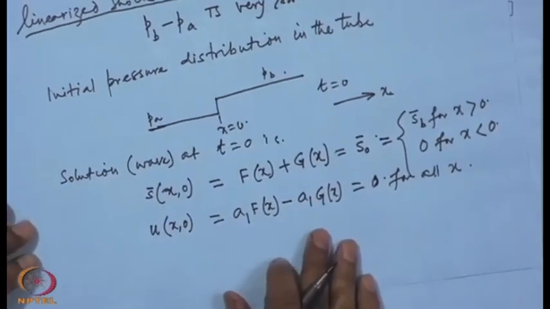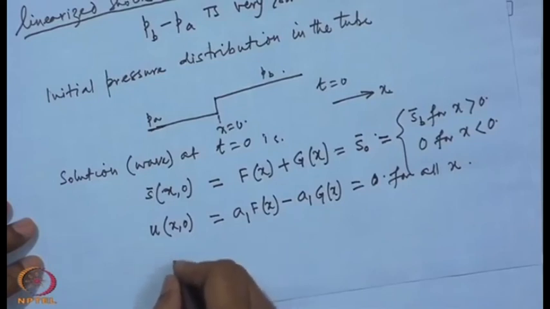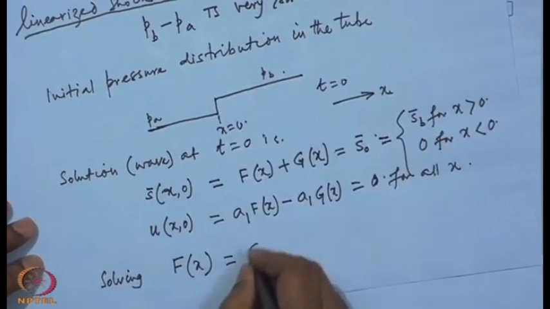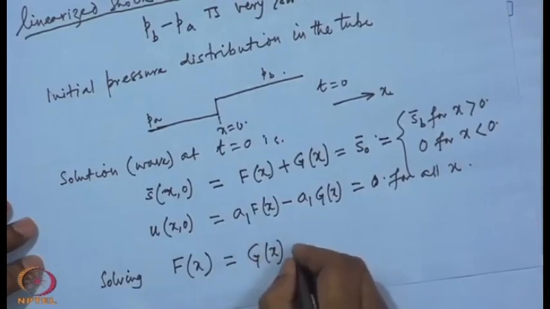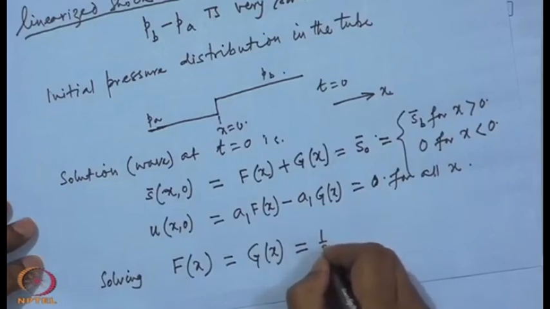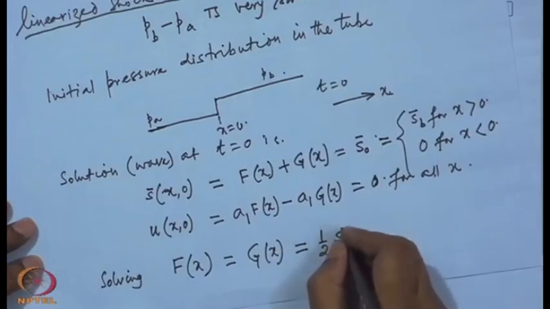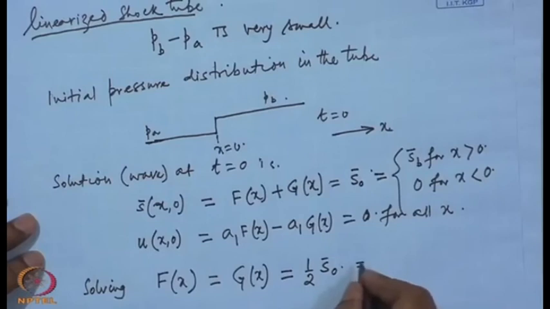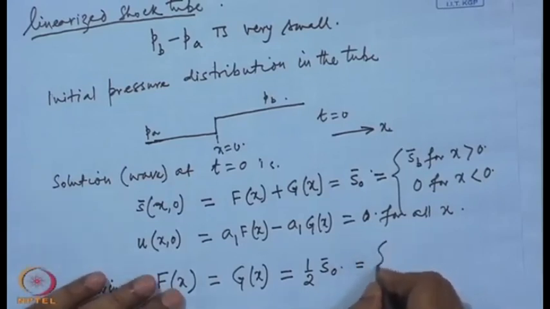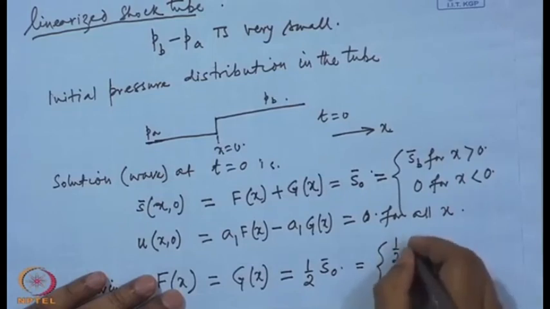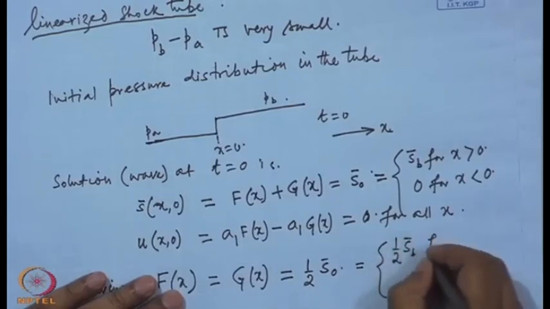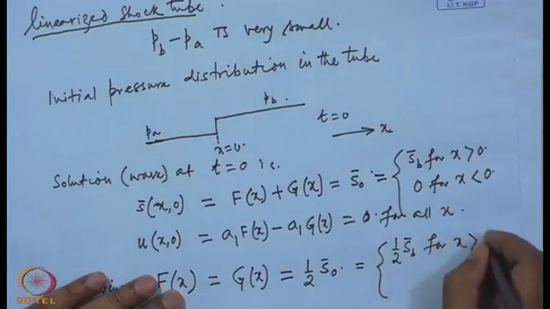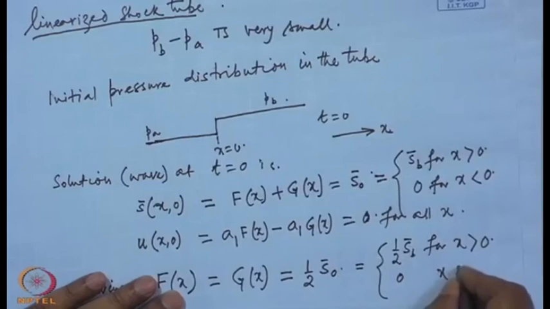Solving these two simultaneously, we get f x equal to g x, and this is half S 0, which is half of S b for x greater than 0 and 0 for x less than 0.